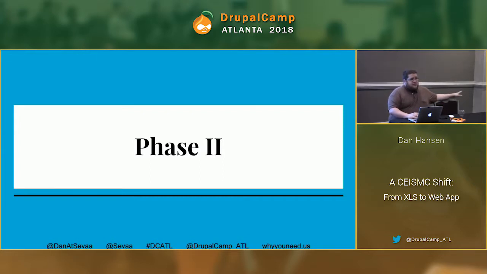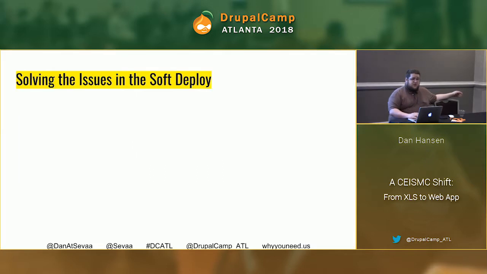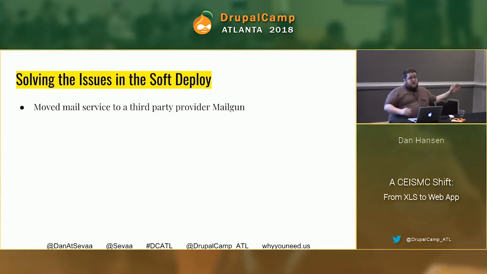Having done our soft deploy, sort of trial by fire testing for a small group of students, we entered into phase 2 with a good idea of what needed to be fixed and what needed to be changed. So we started by solving the issues in the soft deploy. We moved the mail service to a third-party provider, Mailgun. If you've not used Mailgun, it's a very effective way to improve your logging. It also does better reporting on issues.